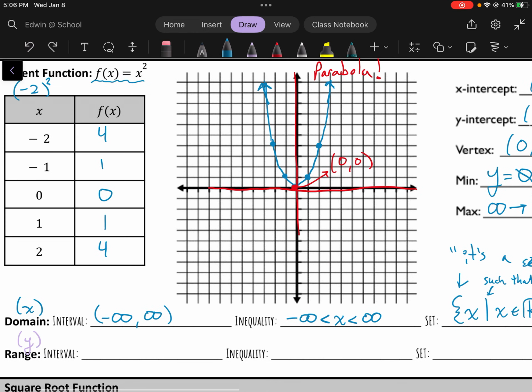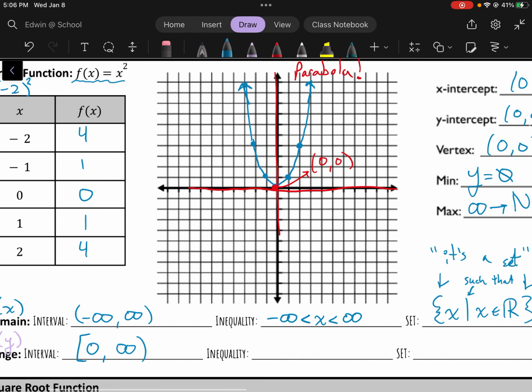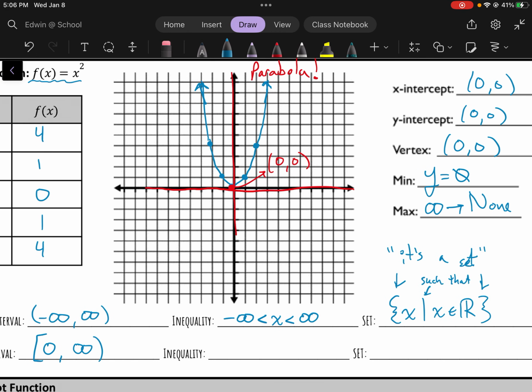Okay, looks like we understand that. Now we're thinking about the lowest and the highest value. So the lowest value is going to be at the vertex, which is 0, the minimum, and the highest is going to go up to infinity. Being careful to note that it has a little bracket at 0, because we're touching 0.